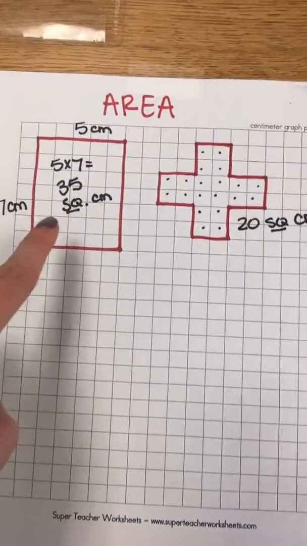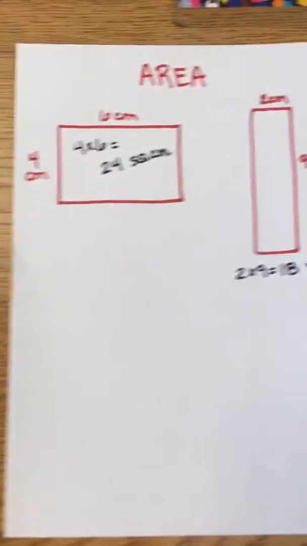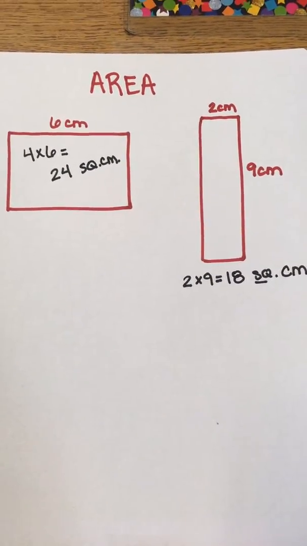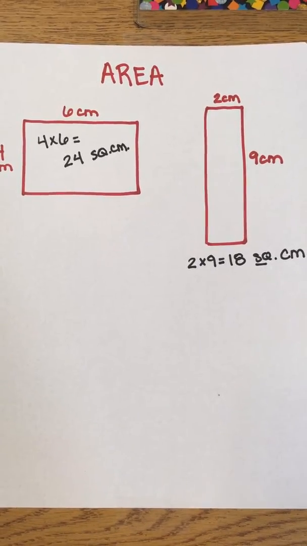Okay, so we have different ways to find area. If we're on grid paper, we can count the square units, or we can use multiplication and we can see our square units. No grid paper, we still use multiplication if it's a rectangle. If it's not a rectangle, it gets a little tricky, but that's where we're going to start for right now.